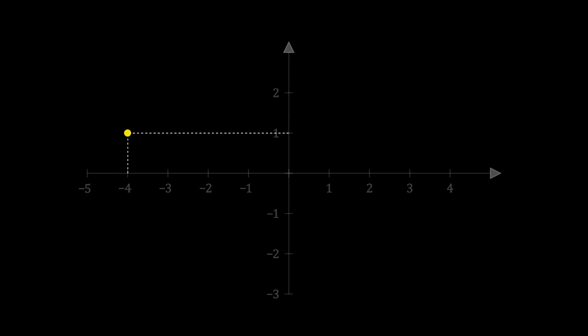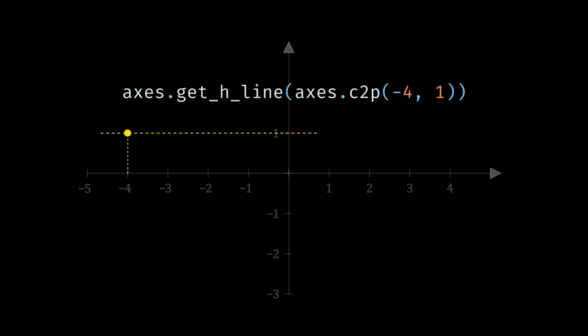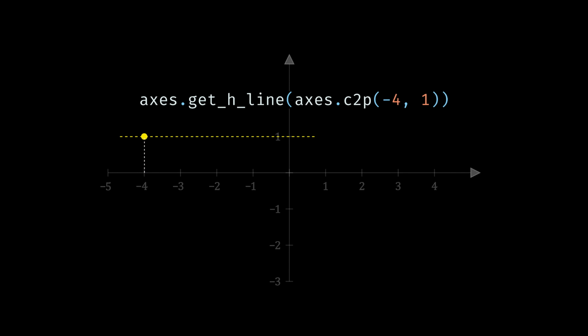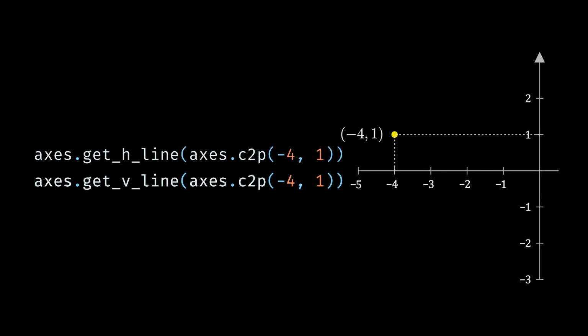In addition to this, to display the horizontal dashed line which stretches from the y-axis to this yellow dot, we can use the get_horizontal_line method, specifying the coordinates of the yellow dot here as an argument. In the case of a vertical line, the method changes to get_vertical_line. And of course, to change the thickness or the color of the line, we can pass those arguments as well.